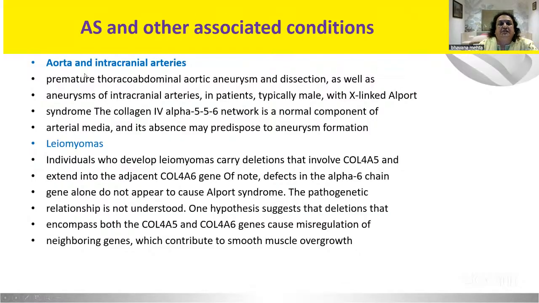Now, what other changes can we see in a patient with Alport syndrome apart from the renal, eye and ear changes? Premature thoracoabdominal aortic aneurysm and dissection can be seen in a patient with X-linked Alport syndrome. When there is a mutation in COL4A5, that is a deletion which extends into the adjacent COL4A6 gene, it can cause leiomyomas, and leiomyomas can also be seen in a patient with Alport syndrome.